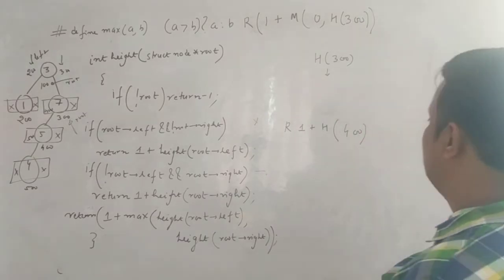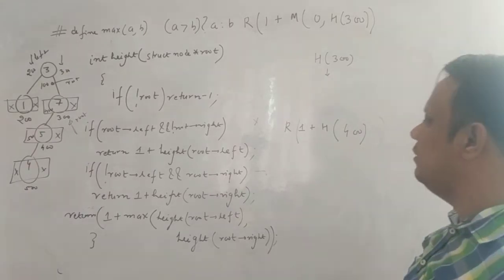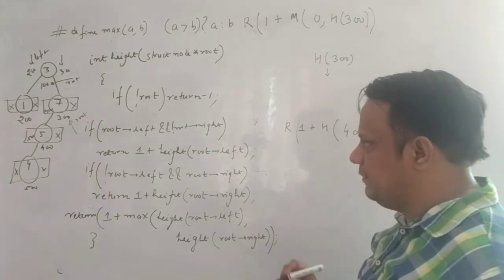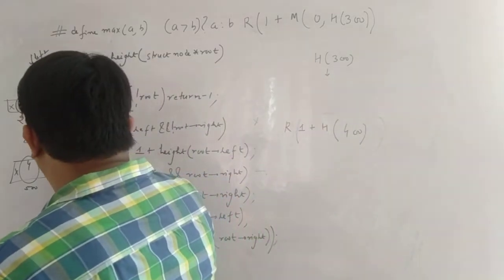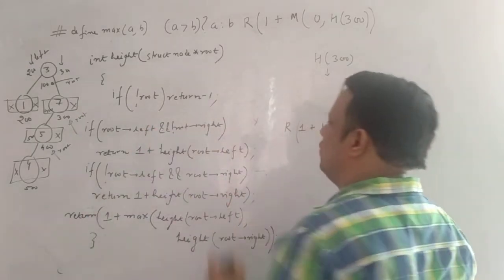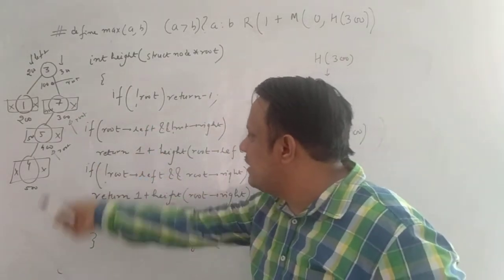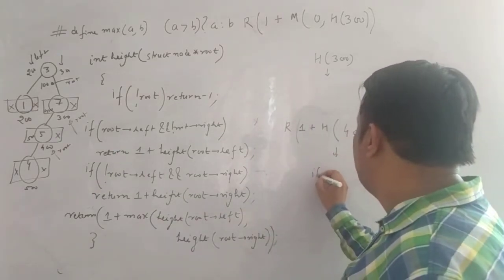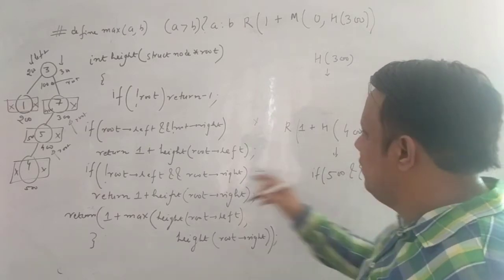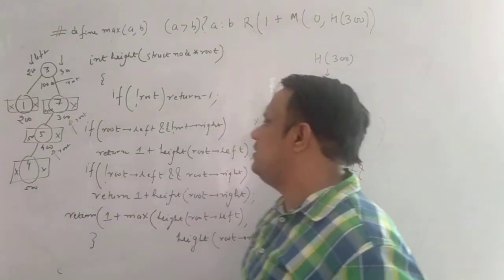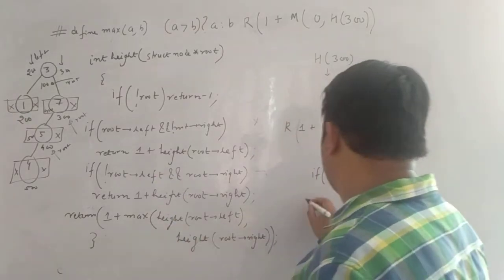Right, 1 plus height 400. Now we will solve height 400. So when we solve height 400, the value of root is now 400. So if not of 400 condition becomes false, we move to this statement. If root left, 400 left, yes. Root left means 500, right? And not of root right. Yes, definitely we do not have right here. So this condition is true.